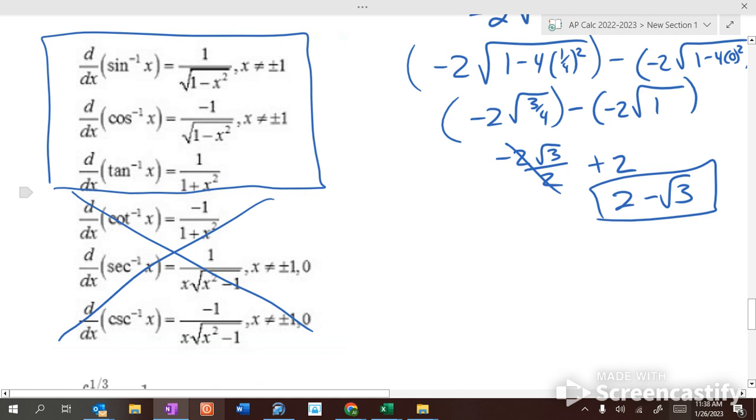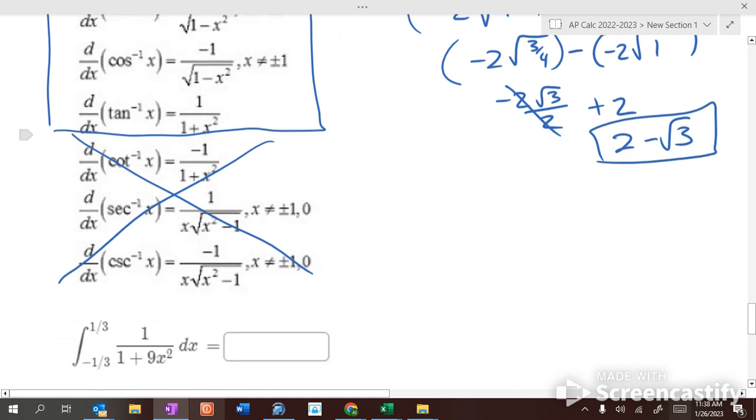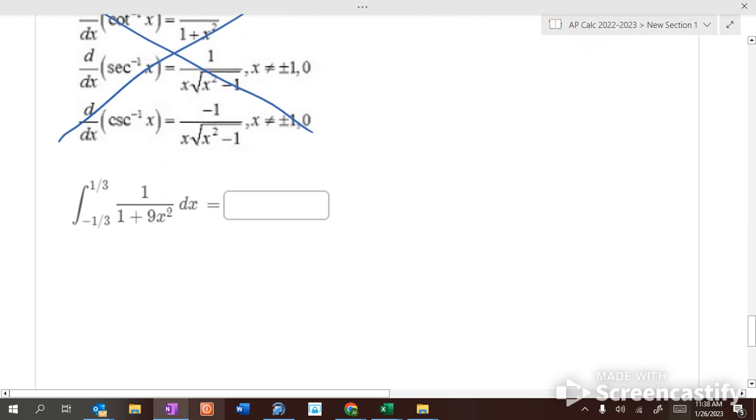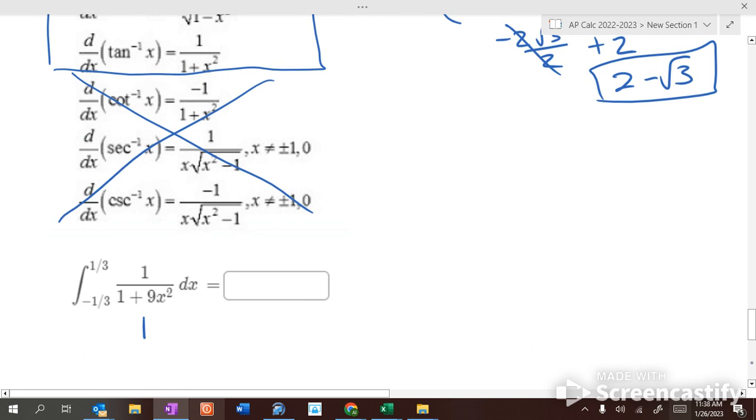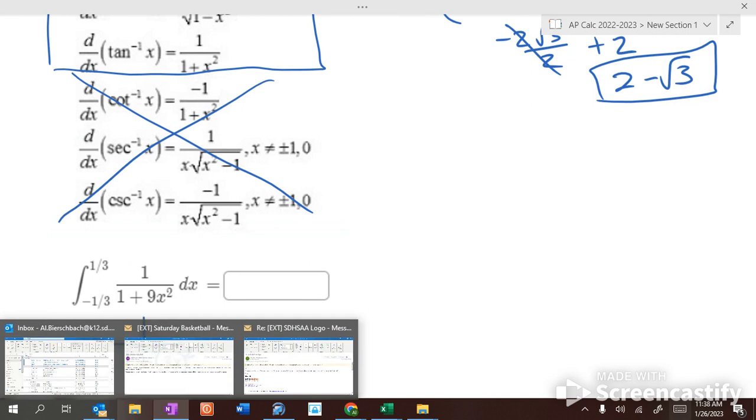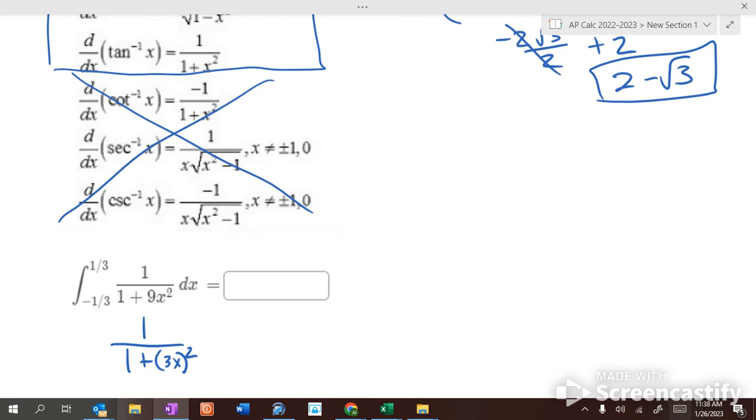it is very rare that they ever put these on the AP test. Always, always, always, you'll see an inverse tangent function. Okay? So, if we see this one, this is a tangent because there's no square root. So we have 1 over 1 plus what squared? What goes in the parentheses? 3x, exactly. So the u is going to be the 3x. So basically, the inverse tangent of u is 1 over 1 plus u squared.